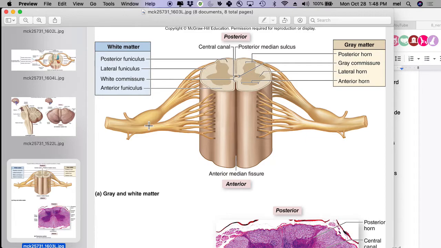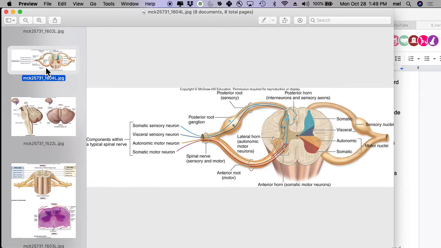But that correlates to what we just learned, right? The posterior one has a lump and the butterfly wings are going backwards, right? So that's either called the posterior root ganglion or the dorsal root ganglion. And no matter what picture you look at, they are both going to be associated with the backside of the spinal cord. Is that okay?